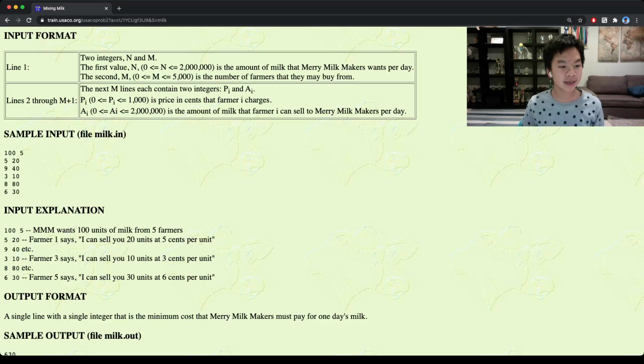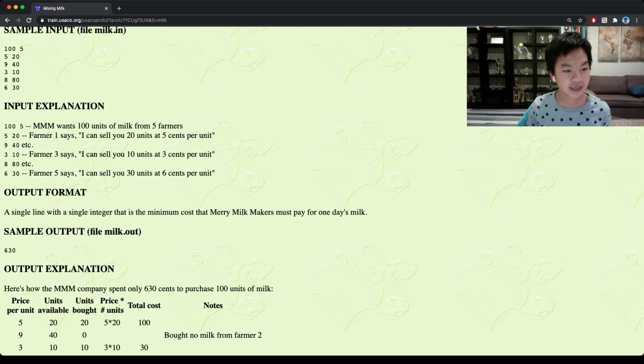Okay, so for this sample, we're given that we want 100 units of milk, and then we're given 5 farmers. The first farmer will sell you 20 units at 5 cents per unit. The second would sell you 40 units of milk at 9 cents per unit. The third one would sell you at 3 cents per unit for a total of 10 units, and so on.